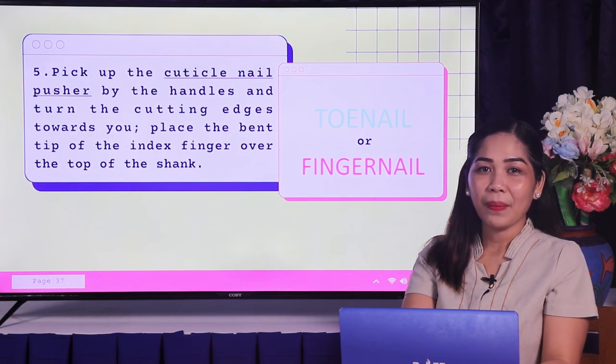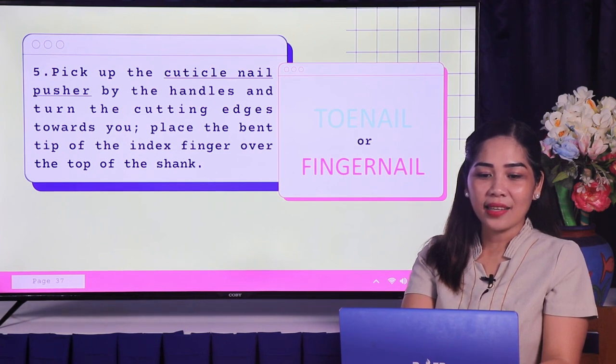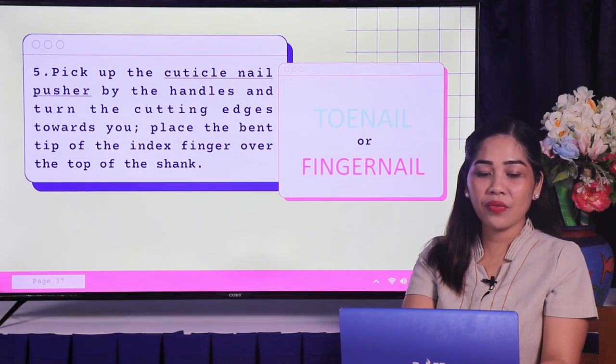Number 5. Pick up the cuticle nail pusher by the handles and turn the cutting edges towards you. Place the bent tip of the index finger over the top of the shank.